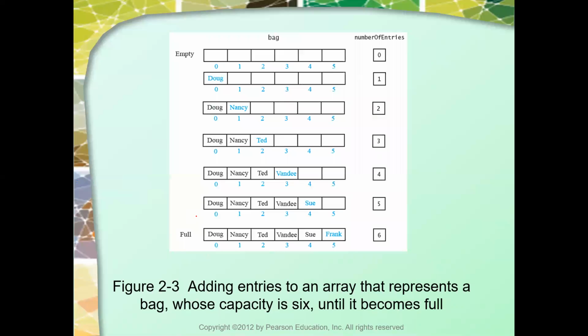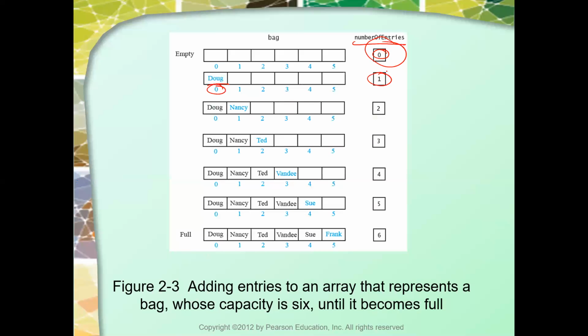So here's an example of some pictures you can draw. It's always really good to sketch out how you want this thing to look. If your array is empty and the number of entries is keeping track of how many items are in the array, when you add Doug to it, you can see that Doug is being added at the location of the number of entries, and then we add 1 to the number of entries to indicate that we have 1 item. This is kind of helpful, right?